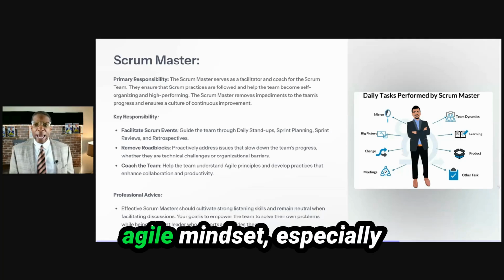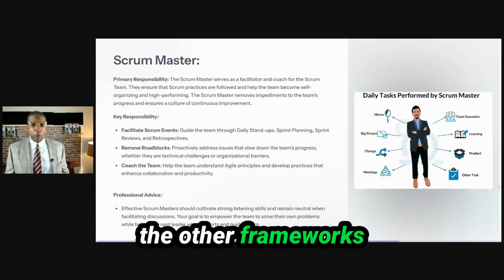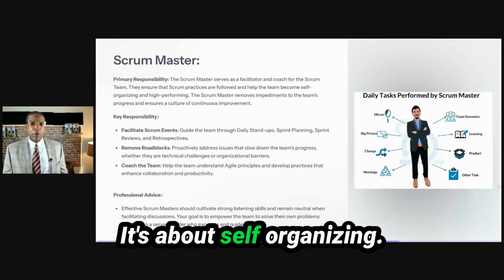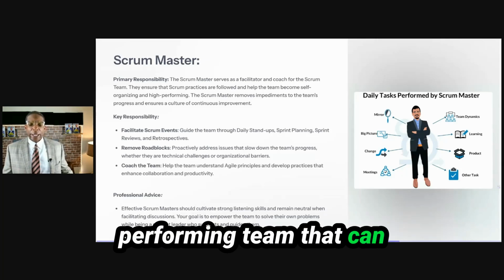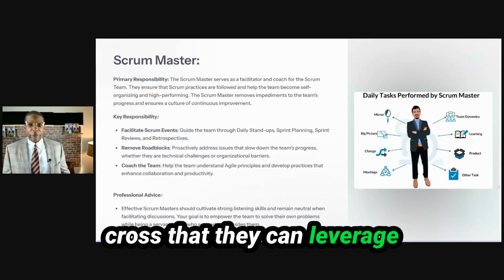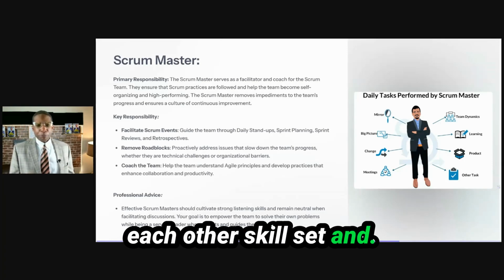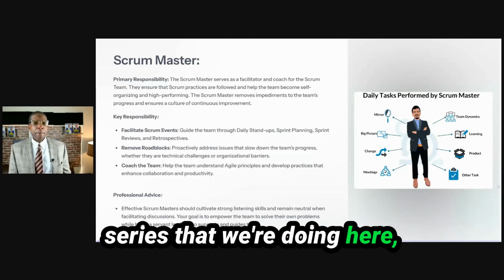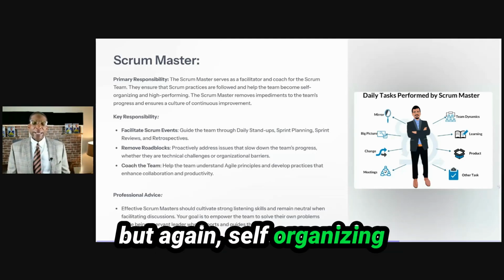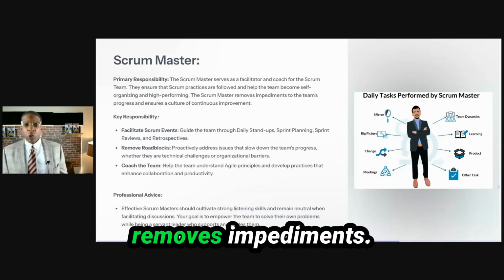One thing about the Agile mindset, especially in Scrum and a lot of the other frameworks and methodologies, is that it's about self-organizing. It's about creating a high performing team that can leverage each other's skill sets. And again, this will be something else in the series that we're doing here. But again, self-organizing and high performing. The Scrum Master also removes impediments.